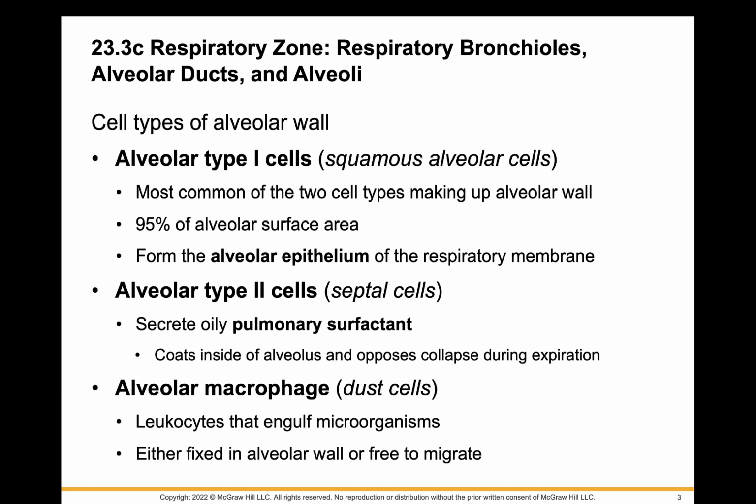Within the alveoli, you'll also find alveolar macrophages. These are called dust cells, and they are leukocytes that will engulf microorganisms. They may be either fixed within the alveolar wall or free to migrate.